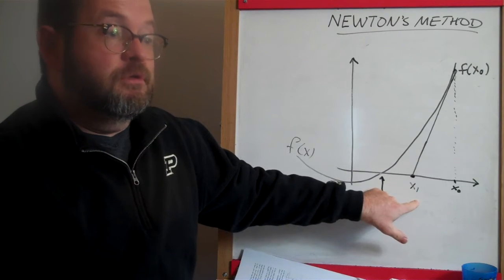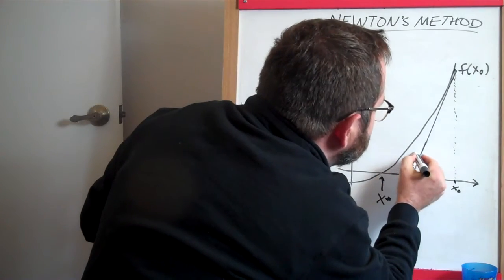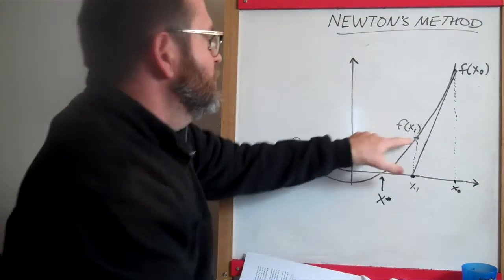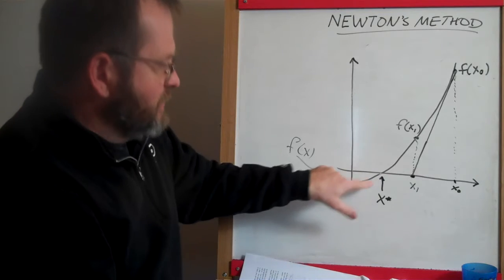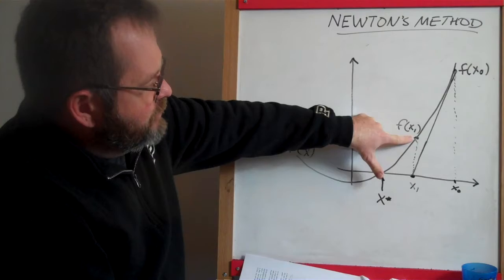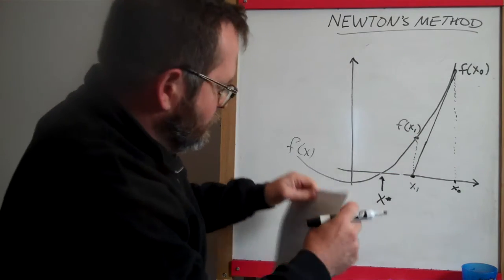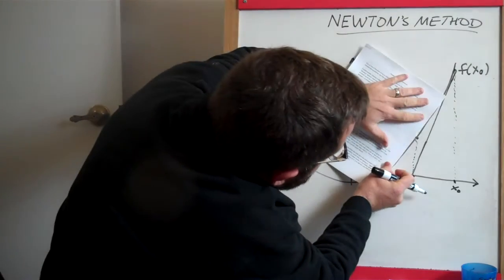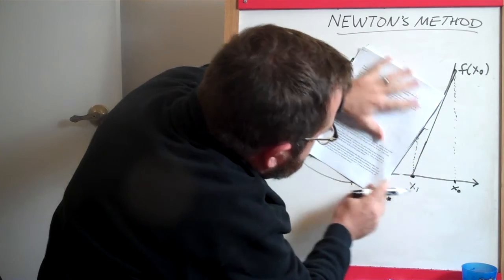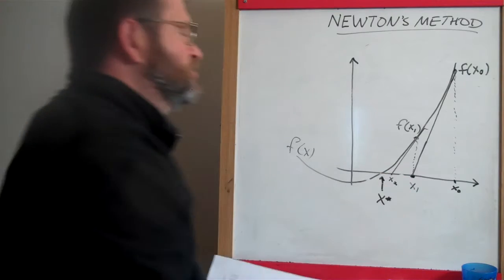Well, that's cool. But I can tell it's not the right answer, in part because f of x1 is not equal to 0, right? If x1 was equal to x star, f of x1 would be on the x-axis, but it's not. Here's the deal. Newton's method says, what if we drew another tangent line at that place and connected it down to the x-axis? That new place we'll call x2.